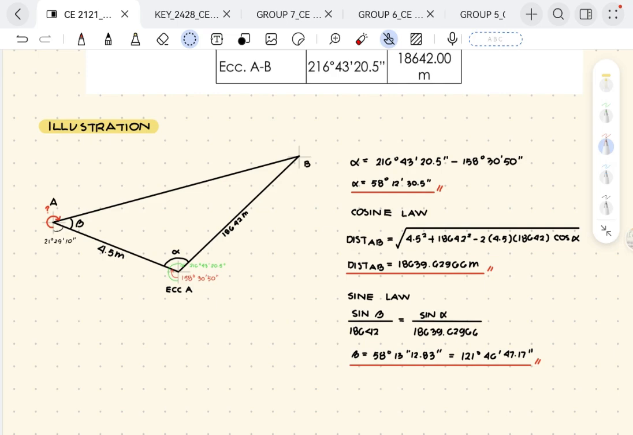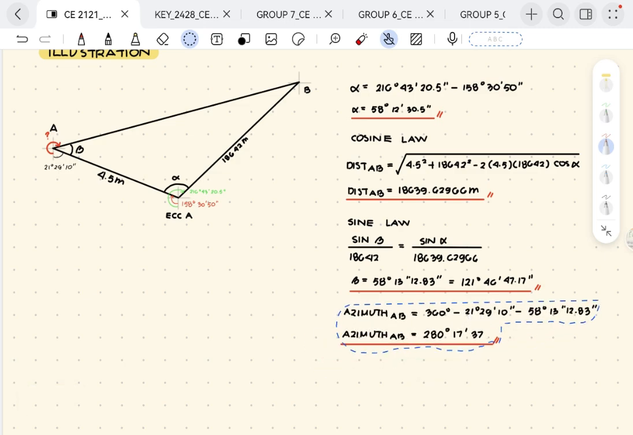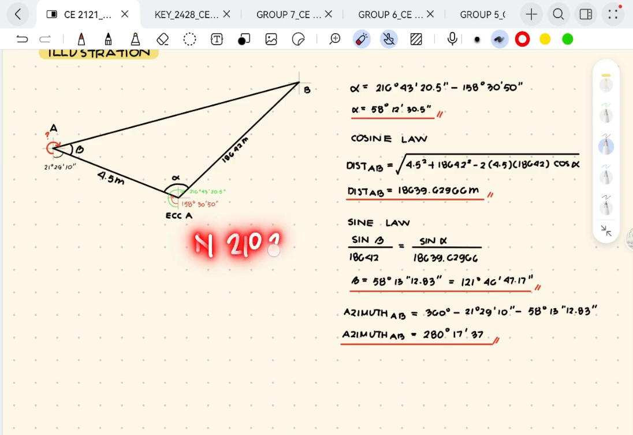Okay, so how will we know which angle to use? Let's try to use the first angle, which is 58 degrees, 13 minutes, and 12.83 seconds. So here, we'll be able to solve the azimuth from A to B. That is 360 degrees, this whole angle, minus 21 degrees, 29 minutes, and 10 seconds. Take note, this one, I got it from the bearing of AB. This one. So the bearing of AB, I calculated it as north 21 degrees, 29 minutes, and 10 seconds going west. So this angle, I just reflected it on this side since this is a case of opposite angles.